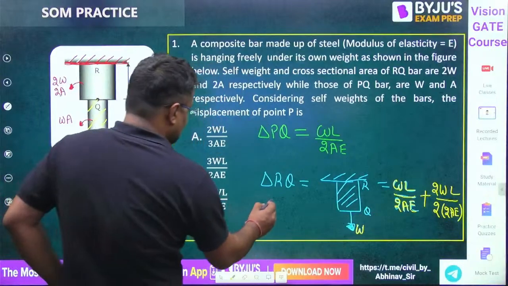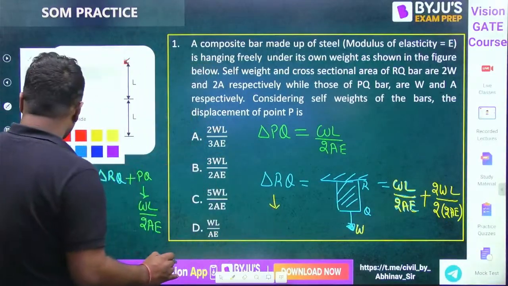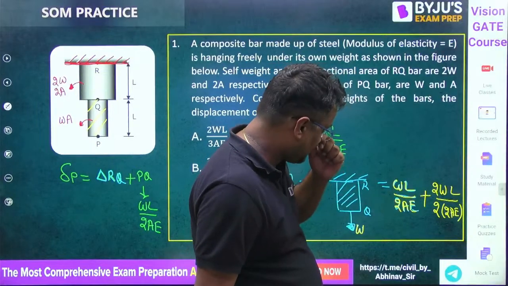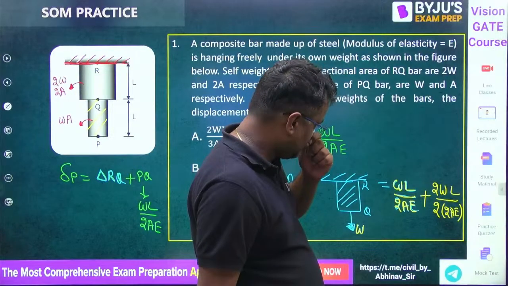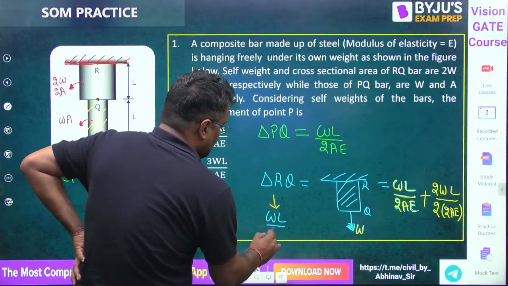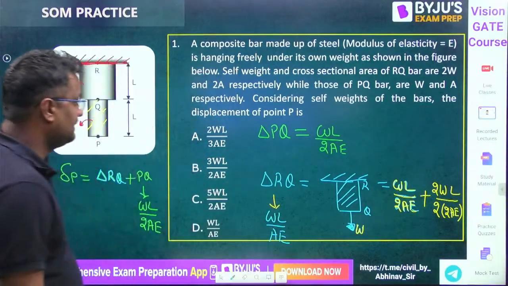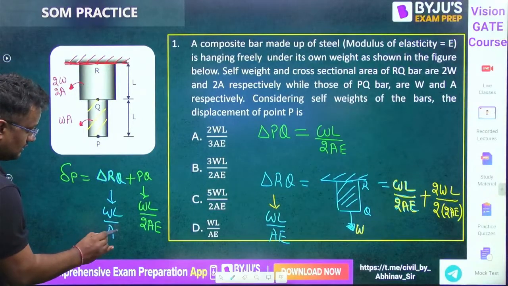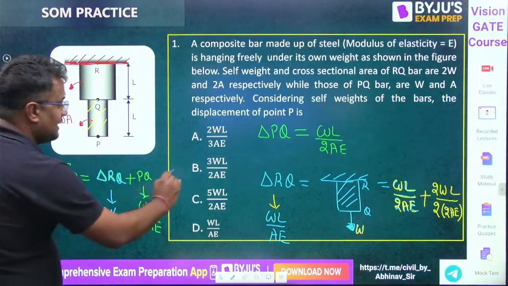So what is this? What is delta RQ? WL by A common, 1 by 2 plus 1 by 2, है ना? So 1 by 2 plus 1 by 2 is WL by A. So WL by 2A and WL by A. So 1 by 2 plus 1 is 3 by 2. That is B option.